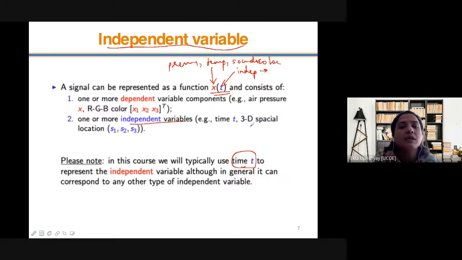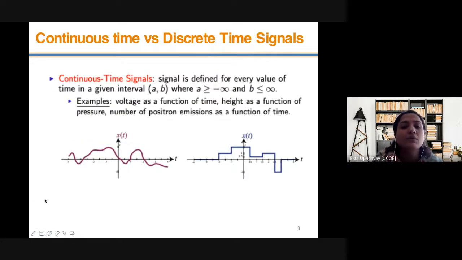or else the location, three-dimensional location that we have already done, or else it could be the space location. So generally we are going in for time as our independent variable. So henceforth, whatever we will be doing is on the basis of time only. Now let me just lastly touch upon what is this continuous time and discrete time signal.